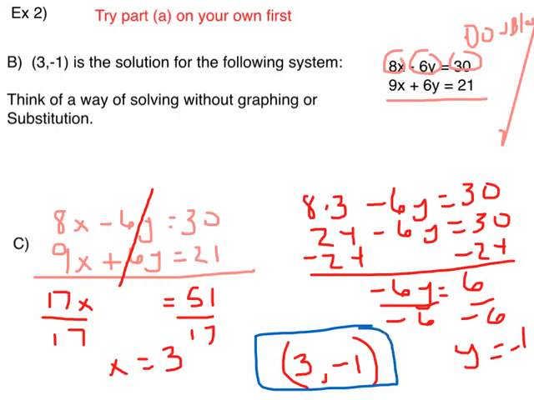Good to go. Once again, you can check multiple ways. The easiest would be to throw the 3, negative 1 back into both. We already know it's been working all the way along, so I'm not going to do that. All right, let's move on with this question.